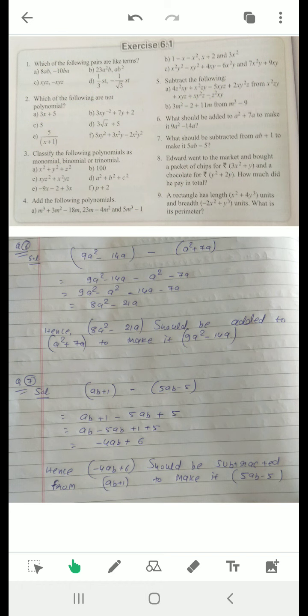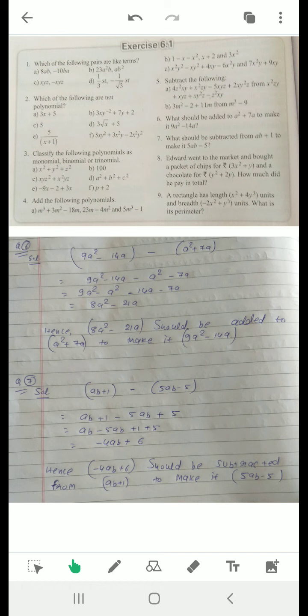Similarly, now look at the seventh question. What should be subtracted from ab plus 1 to make it 5ab minus 5? Now, just think about another question. What should be subtracted from 50 to get 10? The answer will be 40. How did we get 40? 50 minus 10. From the first number, we are subtracting the second number.